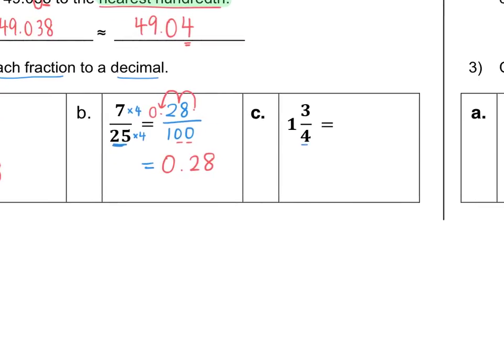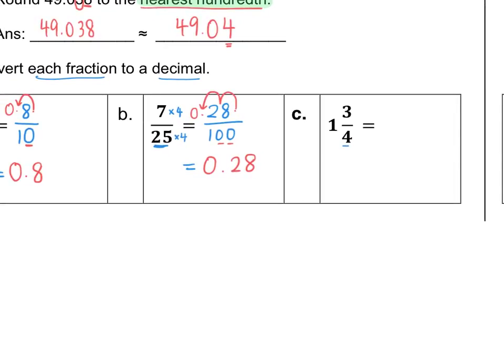Let's go on to the last part, part C. 1 and 3/4. How do you convert it into a decimal? Same thing, we need to change the denominator to either a 10 or a 100. So 4 times what will give 10 or 100? 4 times 25 will give 100. So if you multiply the denominator by 25, you also have to multiply the numerator by 25. Okay, so in a mixed number, when you change the fraction, the whole number stays.